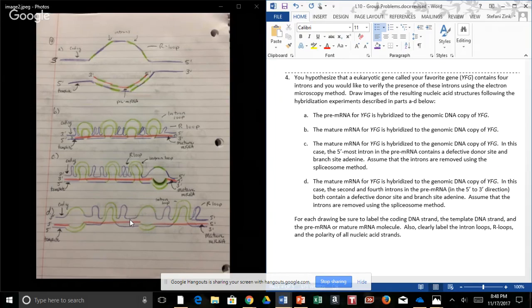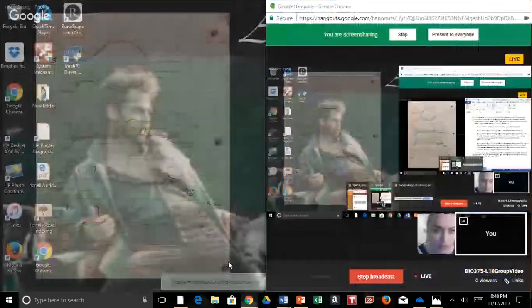And so then part D is pretty much the same, but the 2nd and 4th introns in this case in the 5' to 3' direction. So here's my 2nd intron and here's my 4th, doing the same thing that happened in C. They didn't get cut out, so they're just defective. All right. My turn.